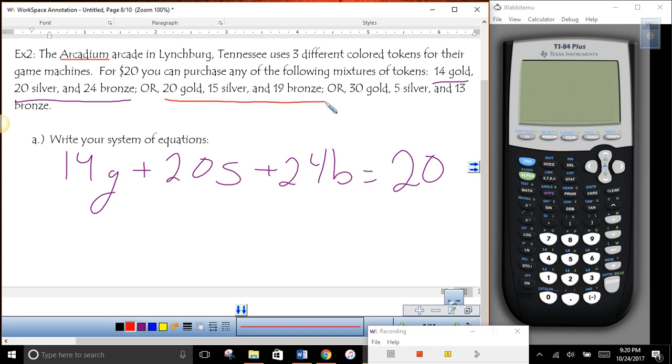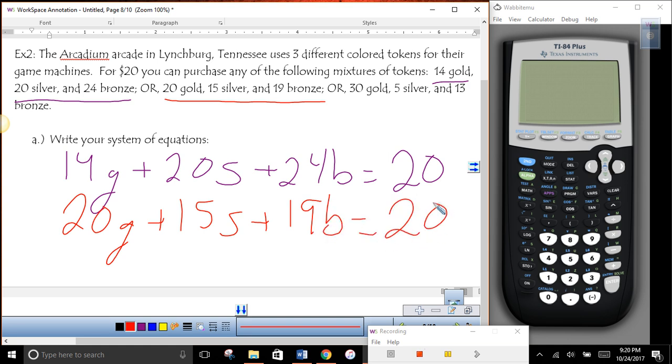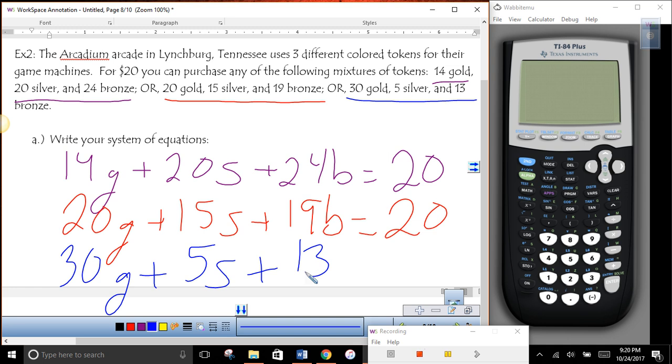My second one is 20 gold plus 15 silver plus 19 bronze. Also gives me $20. And then my last one is 30 gold, 5 silver, and 13 bronze for $20. And right there you have your matrix.